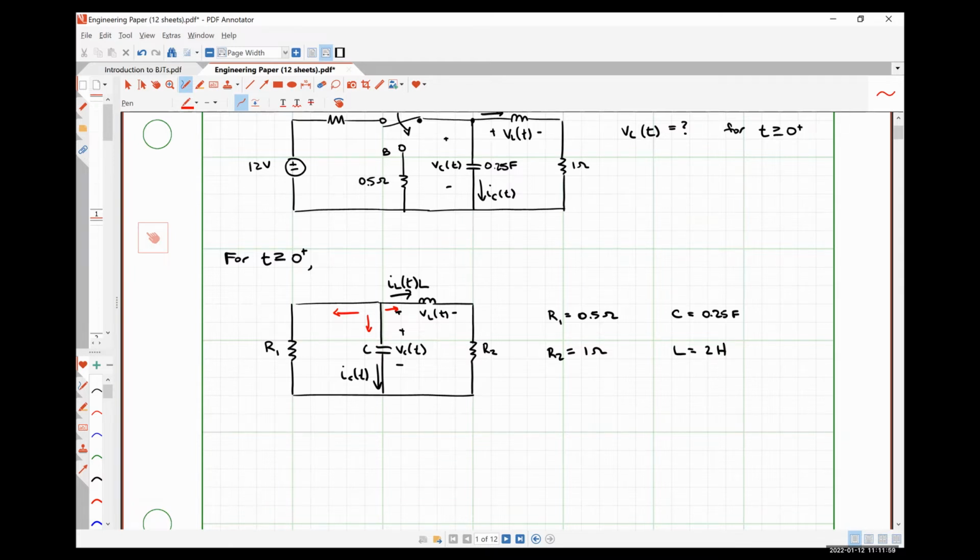Exactly right, just VC over R1. So we'll have VC of t over R1. The current flowing down is IC of t, obviously, which we could express in terms of the capacitor voltage as, Justin? How do we express this capacitor current IC as a function of the capacitor voltage VC? Anybody else remember the IV relationship for a capacitor? C dV by dt.